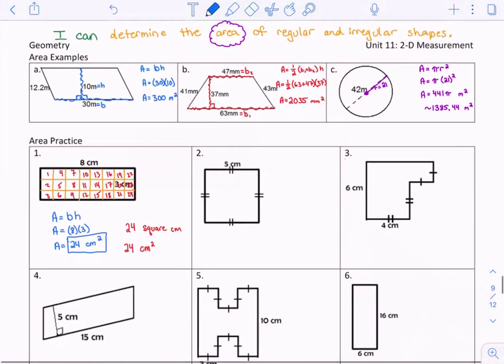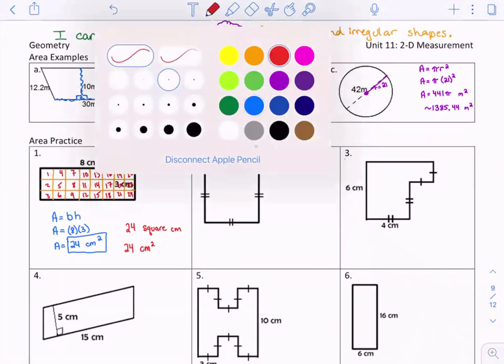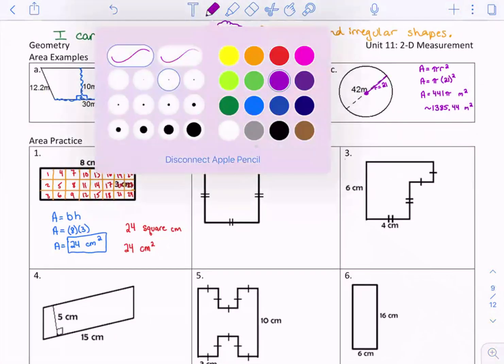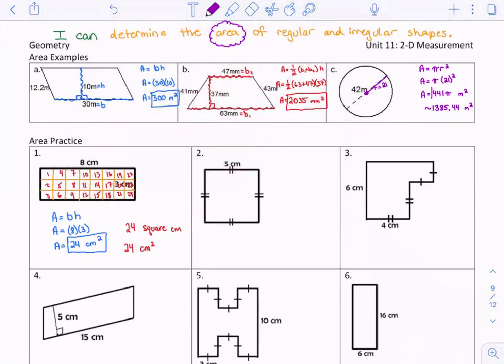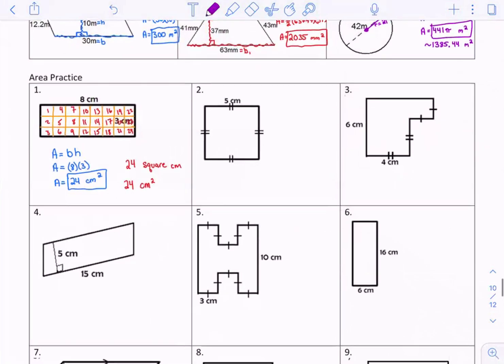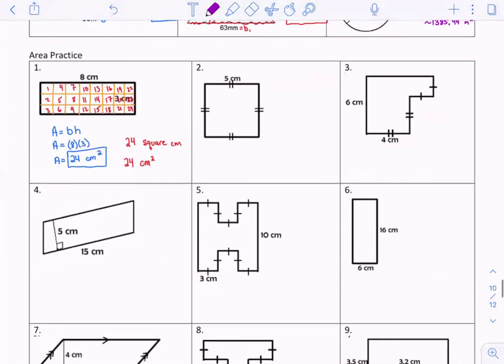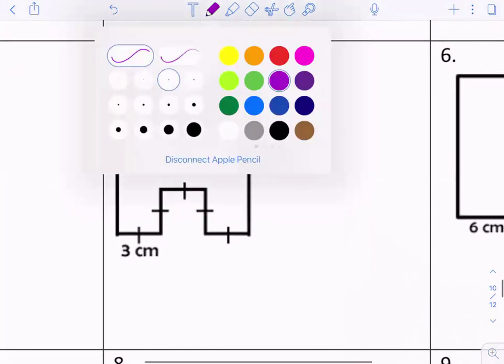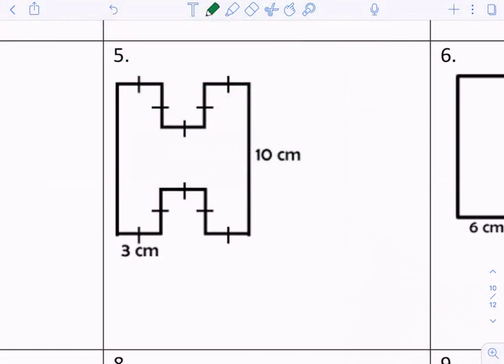So let's take a look at some of the irregular shapes so that you could see what to do when it's not just one formula you're using. And I'm just boxing off the answers here so that you can check them out later. So I think let's just do a couple more together. So for example, let's do number 5. If we look at number 5, what shapes does this have in here?